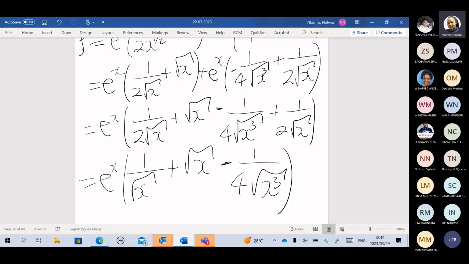Okay, again, to get the third derivative, you do the same thing. We are differentiating a product of two functions. You take this to be u, you take this to be v. You find u prime, you find v prime, and then you substitute them back into your product rule.